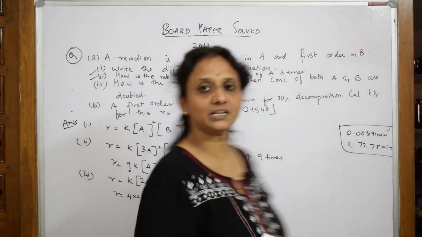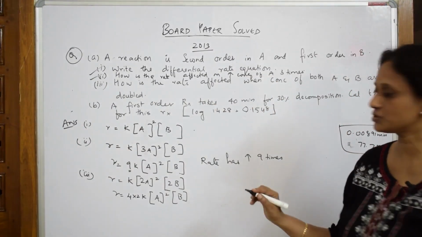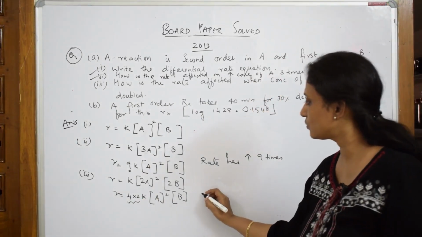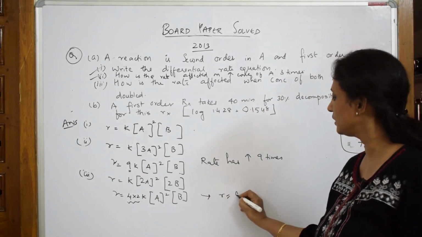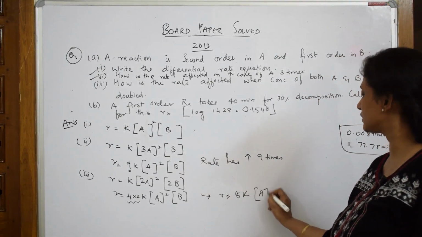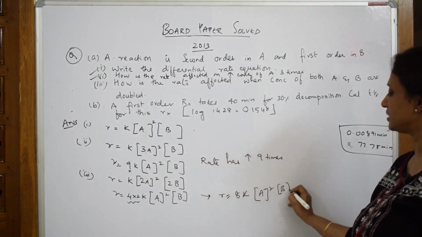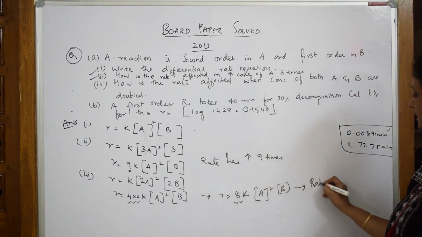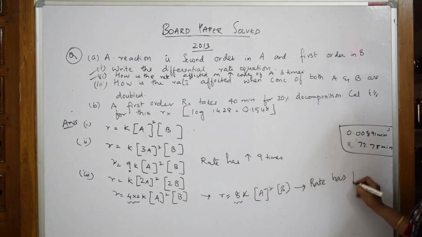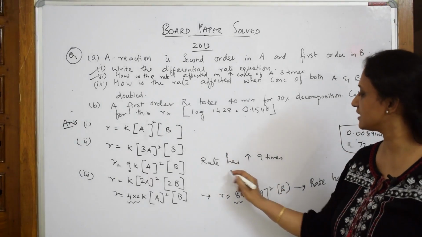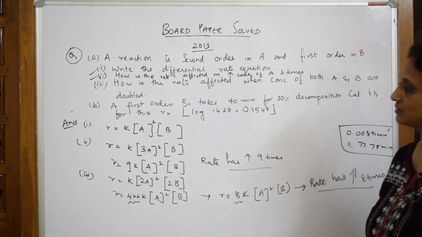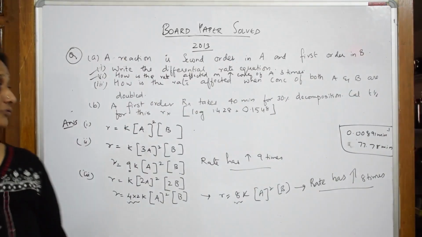Try to mention separately so that it's clear for the examiner to allot you marks. So how much does it become? Now this becomes 8 times, isn't it? So you get R is equal to 8K and concentration of A raised to 2 and concentration of B, like this. So this is your 8 times. So how much is the rate increased? Rate has increased 8 times. This is how you should write. Here the rate has increased 9 times, here the rate has increased 8 times, and you'll finish up your answer. Yes, now done. Let us do the next part of the same question.